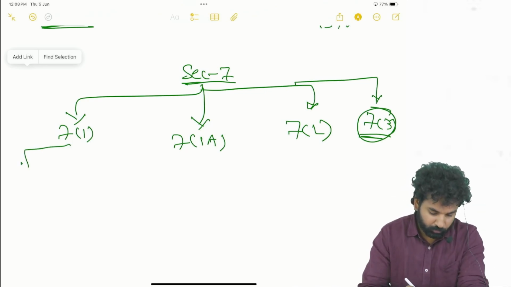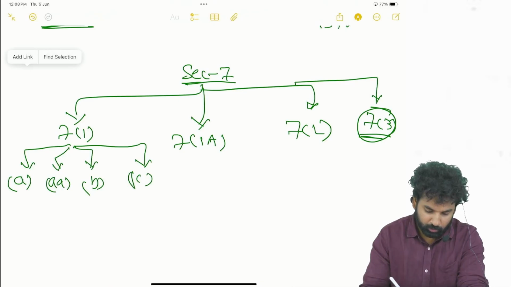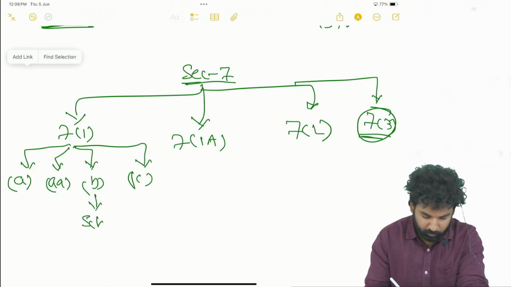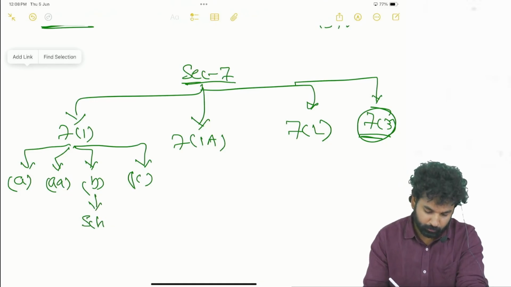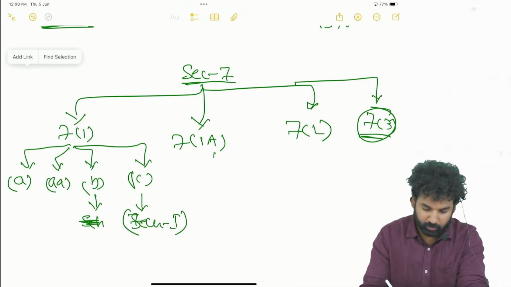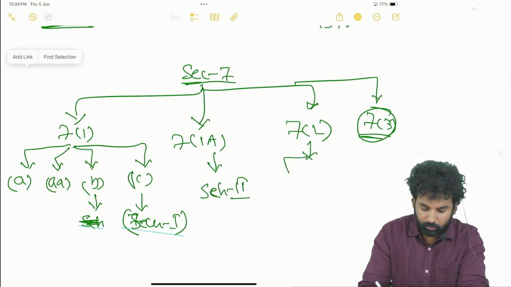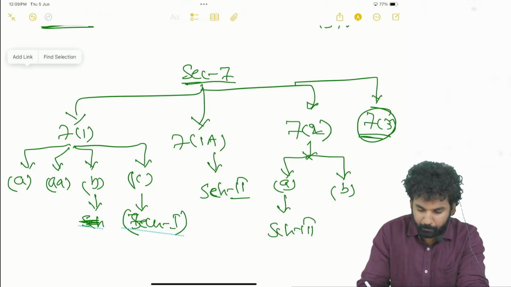In 7(1), there are 4 clauses: A, AA, B, C. For 7(1)(b), there is no schedule. For 7(1)(c), we have schedule 1. For 7(1)(a), we have schedule 2. For 7(2), we have two clauses, clause A and clause B. For clause A, we have schedule 3. Correct? Schedule 3.